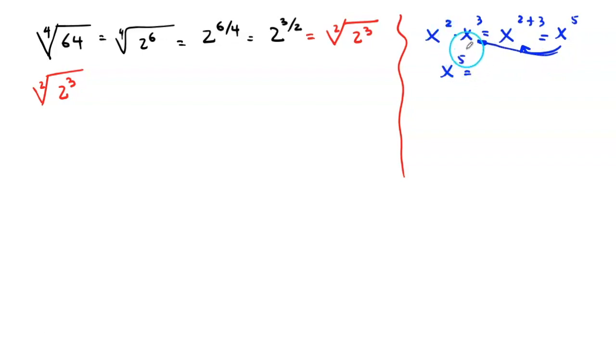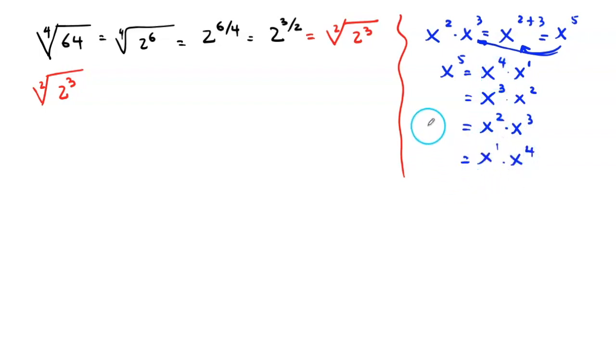So I can rewrite this x to the 5th as 2 powers. Any 2 powers that add up to 5. So I can write x to the 5th as x to the 4th times x to the 1st, as x to the 3rd times x to the 2nd, as x to the 2nd times x to the 3rd, or as x to the 4th times x to the 1st, right? I'm going backwards. Why am I doing this? Because I'm going to use this property in order to take something out of this radical.